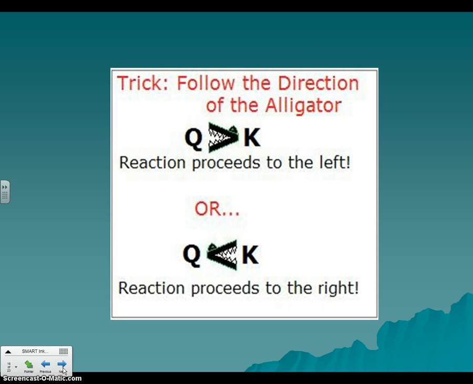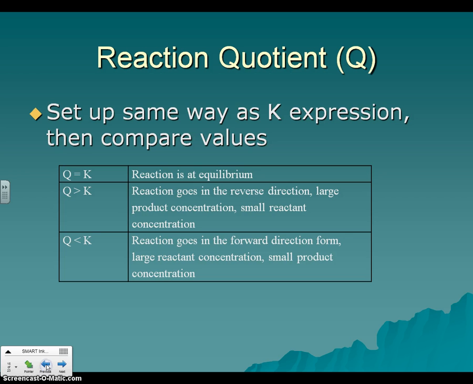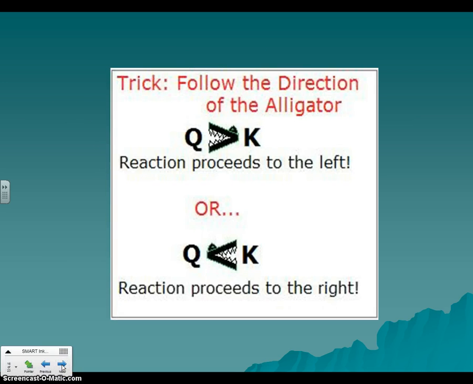An easy way to remember is to use our little gator: which way is the gator chomping? Which way is our product? Is our reaction going to proceed to the left, or to the right? There are a few applications of this that we'll be doing in practice problems, but keep in mind that the math is exactly the same whether you have a K value or a Q, a reaction quotient. But really start to think about what these two particular numbers mean.